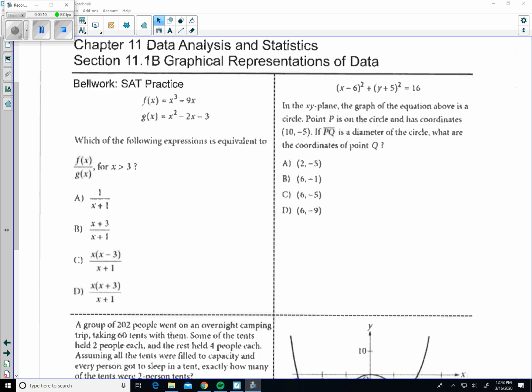This is Chapter 11, Data Analysis and Statistics. Today we're covering Section 11.1b, the graphical representation of data. We are going to start off with 4 good SAT questions. So if you could hit the pause button and try all 4 of these, and come back when you're finished, we'll talk about the answers.